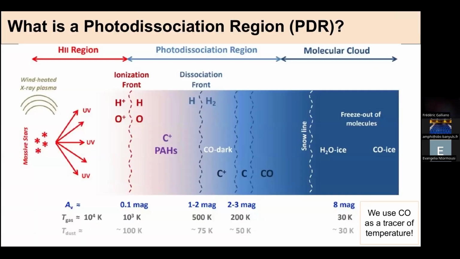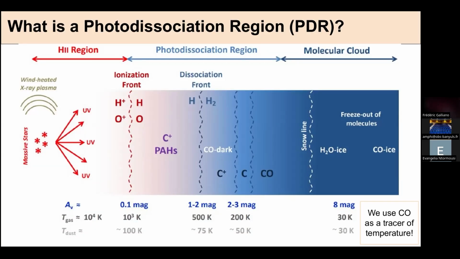But before we get started, what is a PDR, or a photodissociation region? PDRs are characterized anywhere where far UV photons dominate the heating and the chemistry in the region. This can happen all throughout the galaxy and across the universe. But the one that we're going to be talking about today is between an H2 region and a molecular cloud.